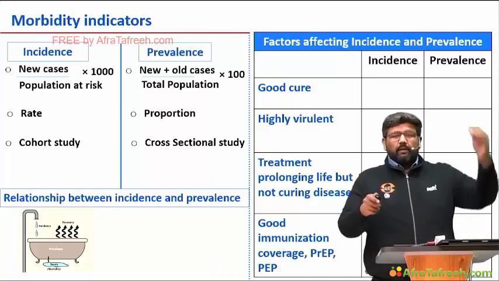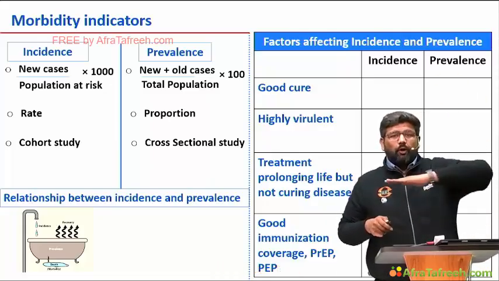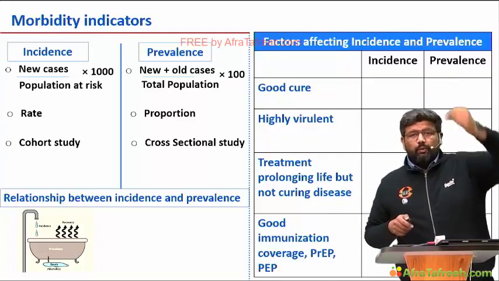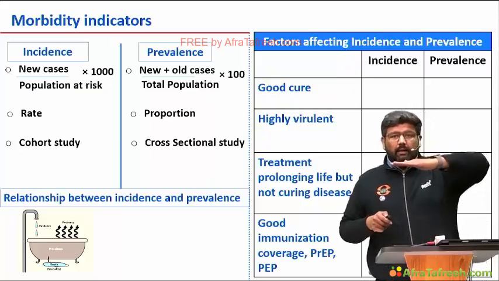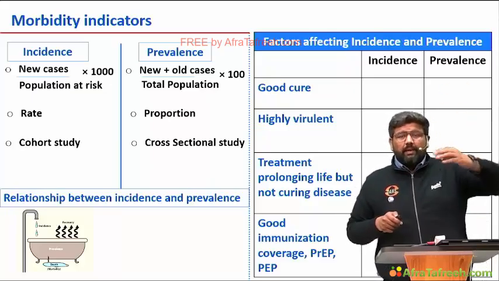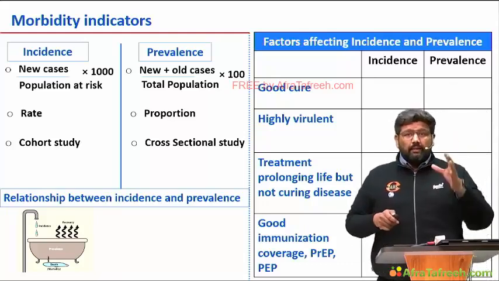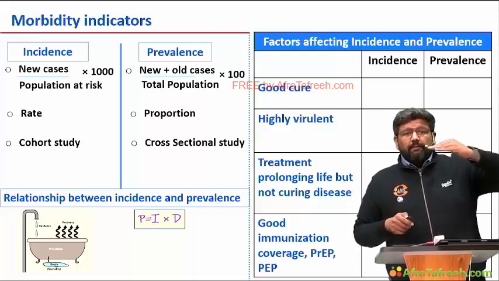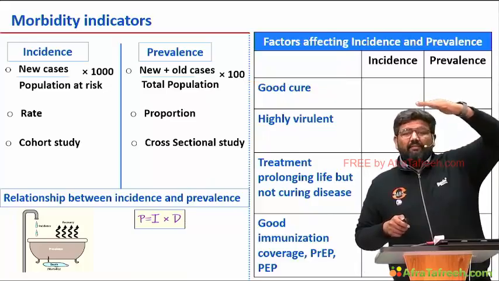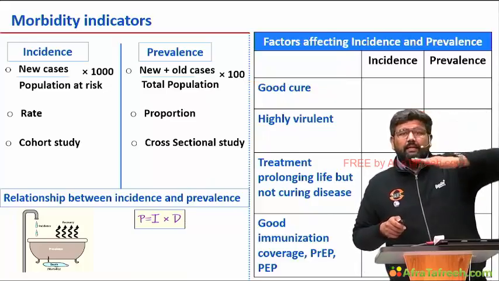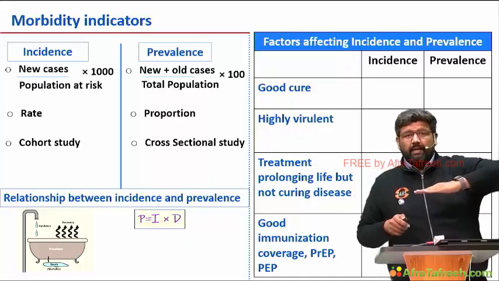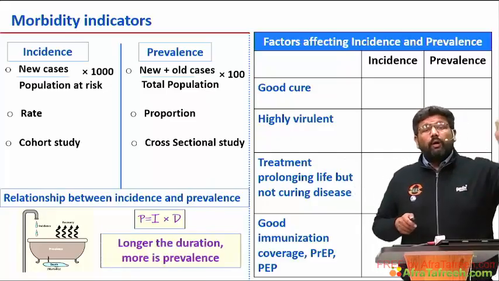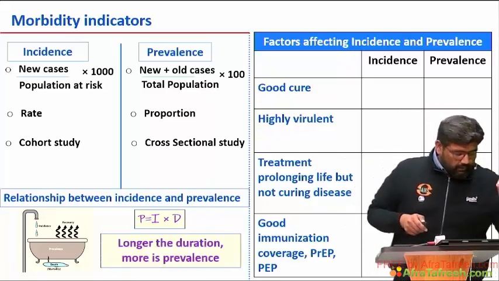There is a tub, the water coming and some water already in the tub. The water coming is the new cases in the community. The tub is our community. The new cases are coming and some old cases are also there, right? So, if the water keeps on adding in the tub, prevalence is increasing. If the water is decreasing, prevalence is decreasing, right? This depends upon duration. Longer the duration, more is the prevalence.